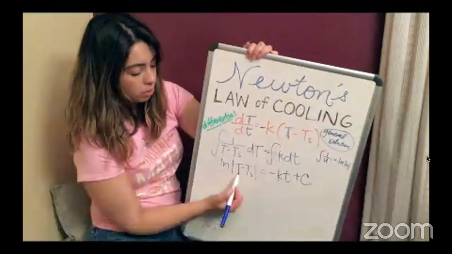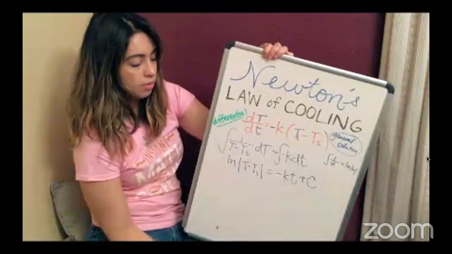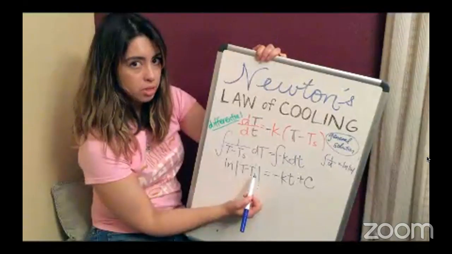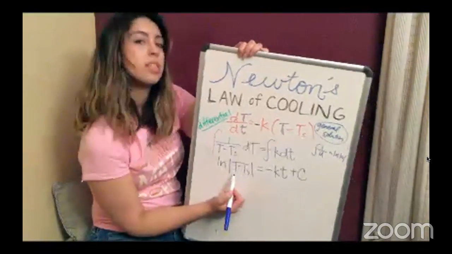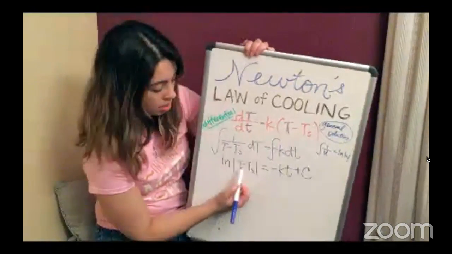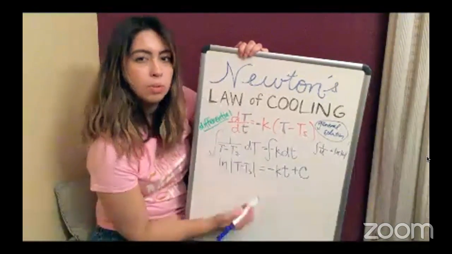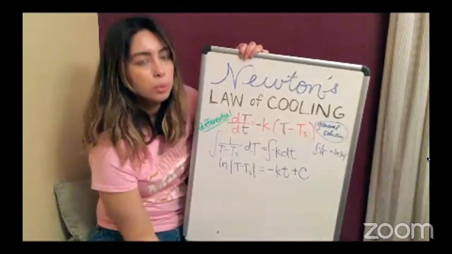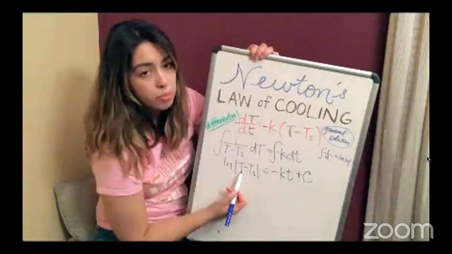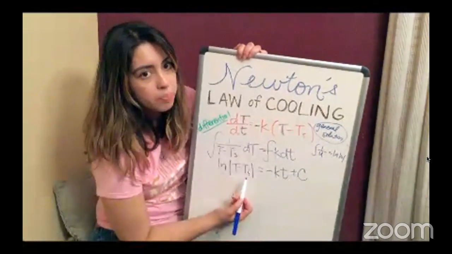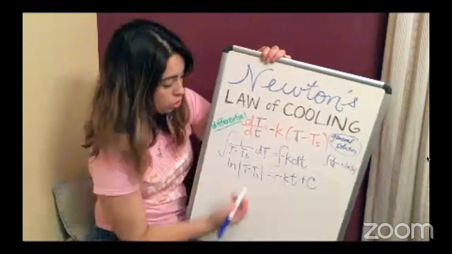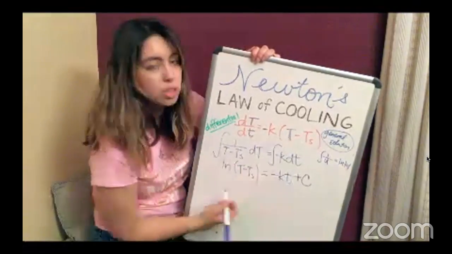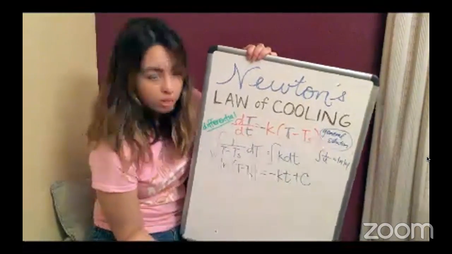We want to be able to solve for T, so first of all we want to think about these absolute values here. This T represents the temperature of my coffee, and this T sub s represents the temperature of the room. So I know that my coffee is hotter than the room, so if we have the temperature of my coffee minus the room temperature, it's still going to be positive. So we can go ahead and get rid of those absolute values because we know that they're always going to be positive, so we don't need them there.